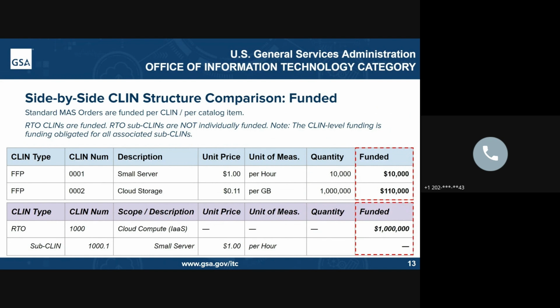With the requirement task order, CLIN number 1000 acting as the parent CLIN, that funding on CLIN 1000 is used to cover all expenditures based on what is consumed for all sub-CLINs. There is no requirement, nor is it allowed to obligate funding at the sub-CLIN level for requirements task orders.